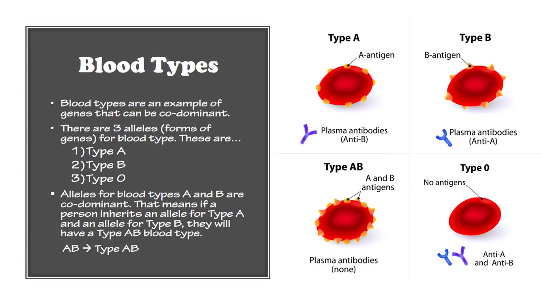Blood types. Blood types are an example of genes that can be codominant. There are 3 alleles, or forms of genes, for blood type. These are type A, type B, and type O. Alleles for blood types A and B are codominant. That means if a person inherits an allele for type A and an allele for type B, they will have a blood type of AB.